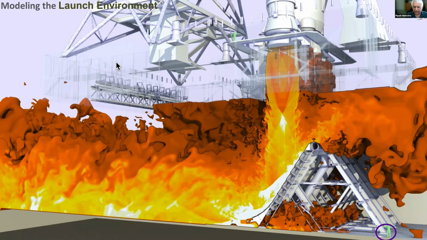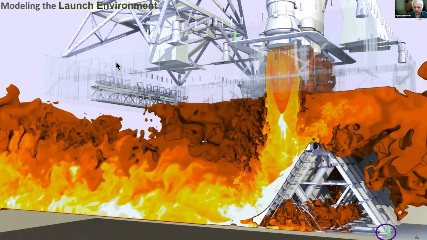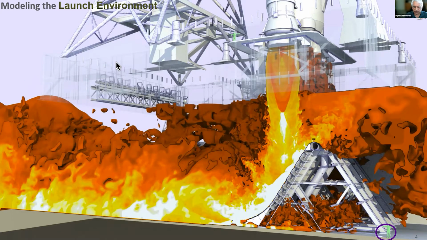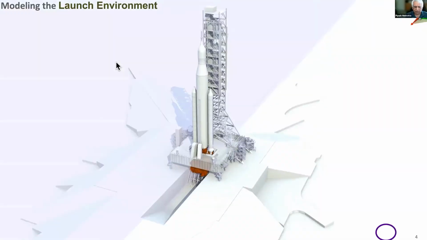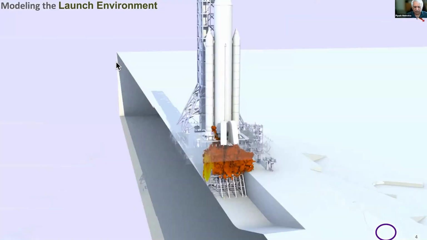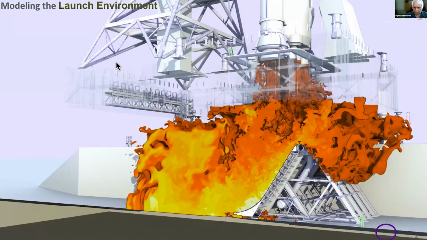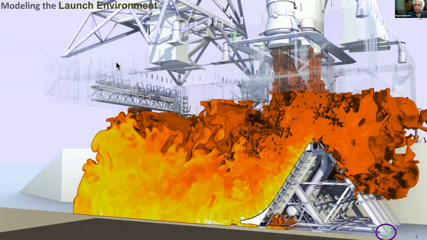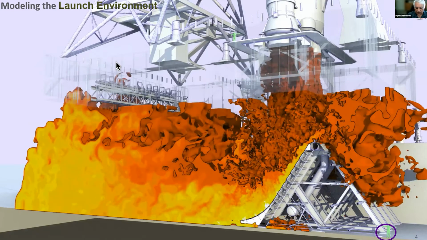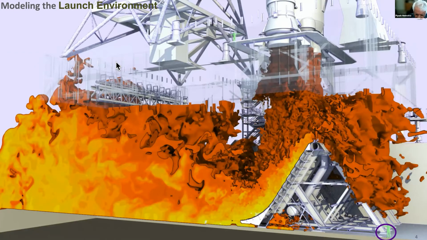In the later simulations, they have actually introduced water in here also. So along with just what is happening here, they've introduced the water so that the water is used for suppression of the temperature and the noise. So that's what is being done to simulate the launch environment.